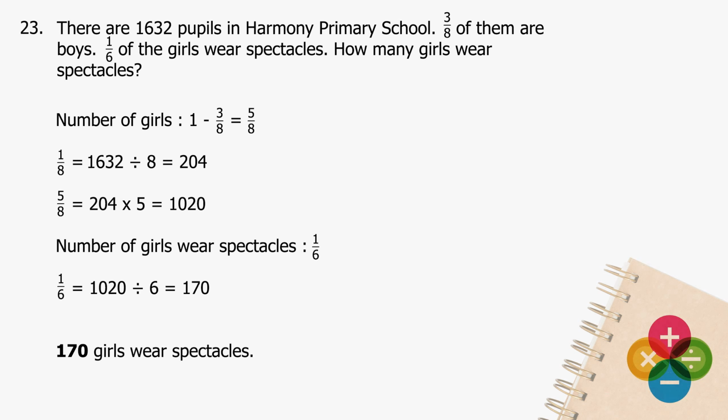The number of girls will be subtract 3/5 from 1, and the difference is 5/8. 1/8 will be divide 1,632 by 8, and the quotient is 204. 5/8 will be multiply 204 by 5, and the product is 1,020. The number of girls who wear spectacles is 1/6. 1/6 will be divide 1,020 by 6, and the quotient is 170. 170 girls wear spectacles.